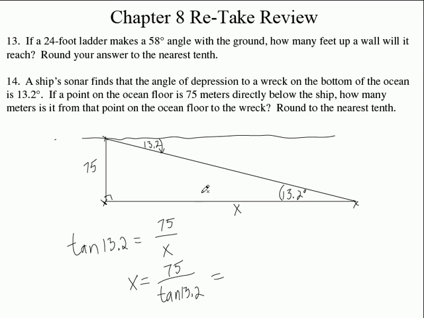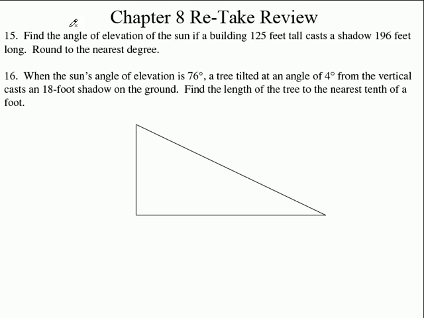Who's ready with an answer? 319.8. And it's in what? Meters, right? And that is this distance right here, 319 meters, from the bottom of the ship to where the wreck is. It says find the angle of elevation of the sun if a building 125 feet tall.